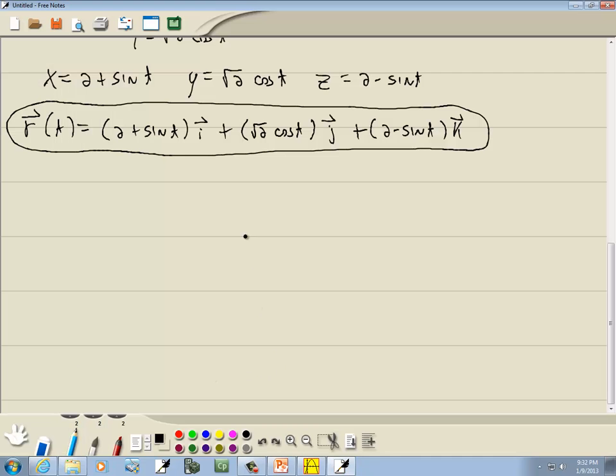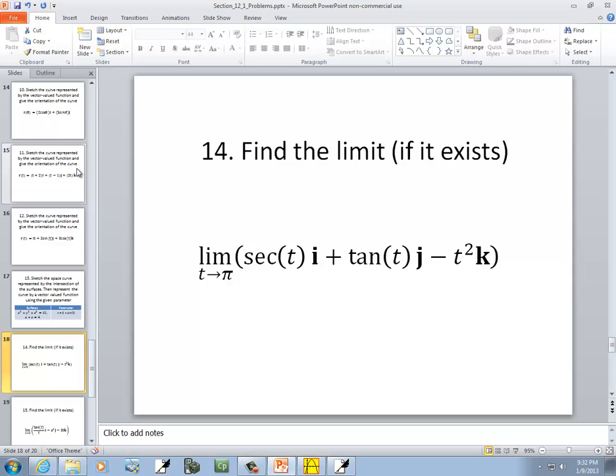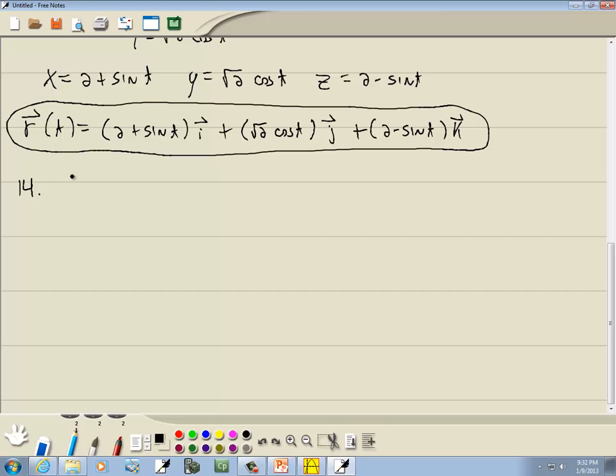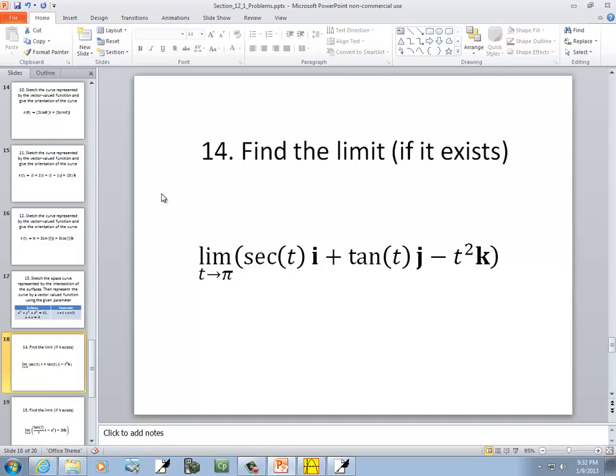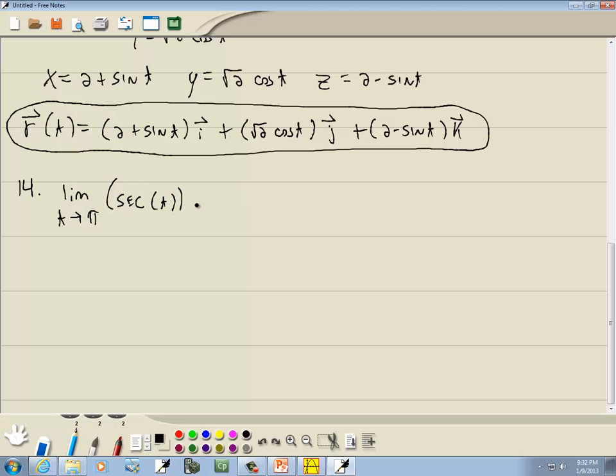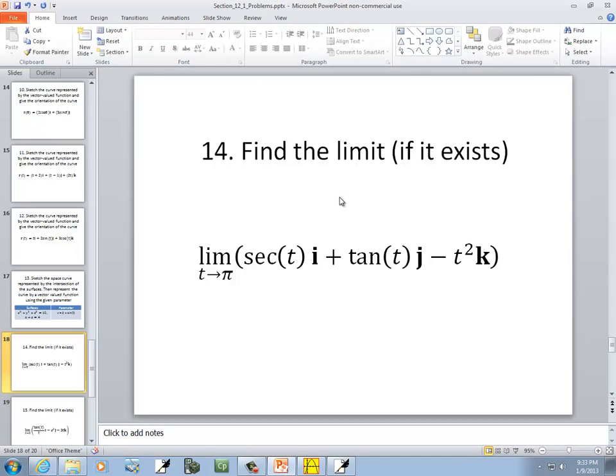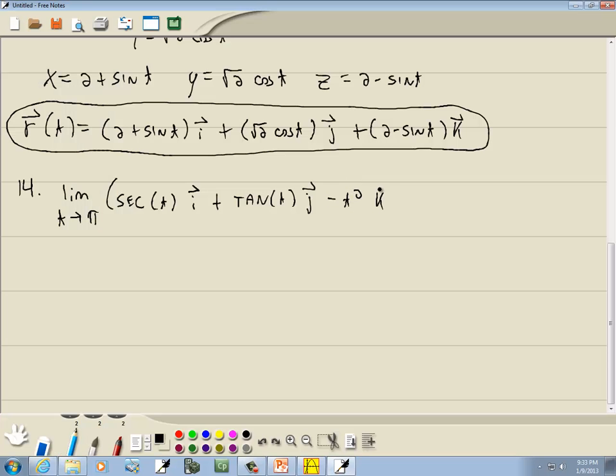Okay, let's talk about limits. Let me save this. Actually, I got room for one more. So we got the limit as t goes to pi of secant t i plus tangent t j minus t squared k.